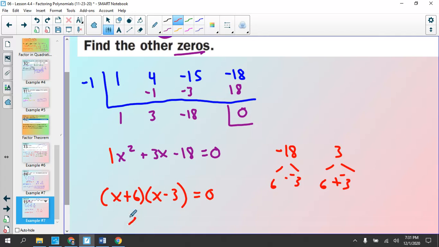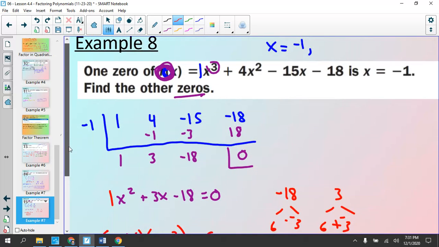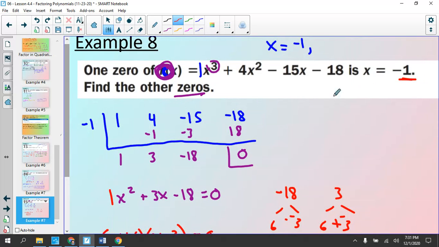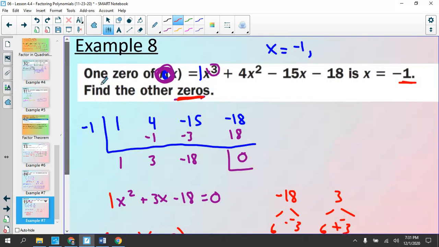We want to finish this with the other solutions. So x, what would make each of these equal to 0? Negative 6 and positive 3. So I finish it. Where before we were just factoring, now it says, all right, find the zeros. If I was building that list from the get-go, it told us one of the answers was negative 1. Find the other zeros. Well, we just came up with them: negative 6 and 3.